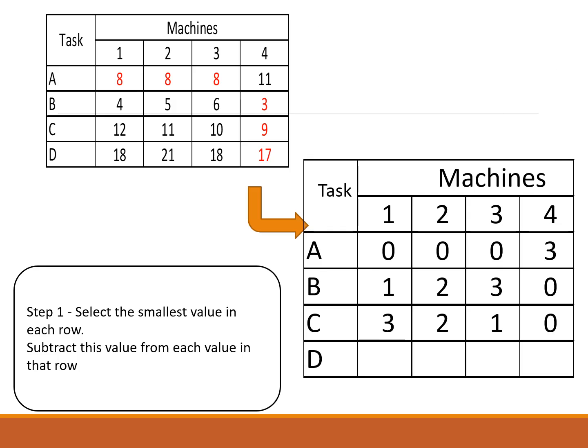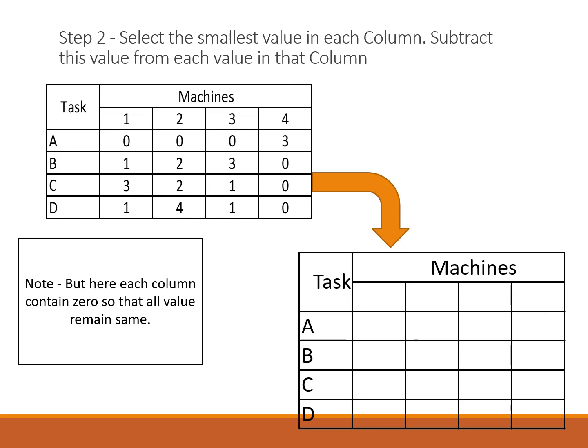Move on to task D. Minimum is 17: 18 minus 17, 1; 21 minus 17, 4; 18 minus 17, 1; 17 minus 17, 0. So here we completed our step number 1. Next, step number 2. Step number 2 is column subtraction. Select the smallest value in each column and subtract this value from each value in that column.